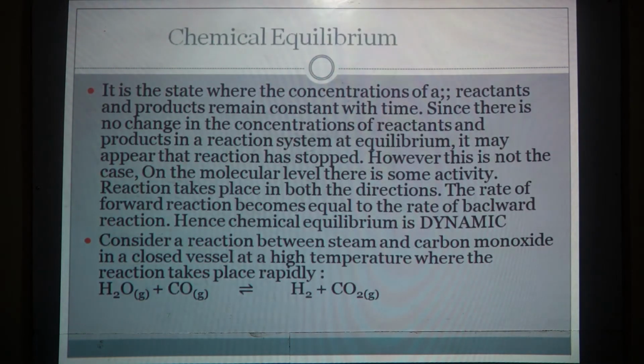It is the state where the concentrations of reactants and products remain constant with time, since there is no change in concentrations of reactants and products in a reaction system at equilibrium. We consider this reaction H2O plus CO, and we get H2 plus CO2.